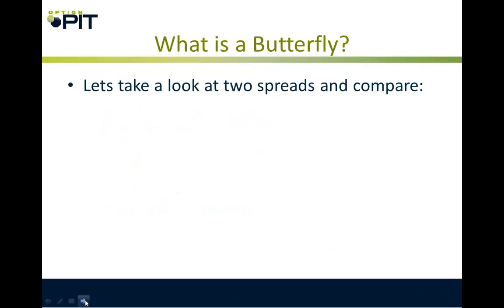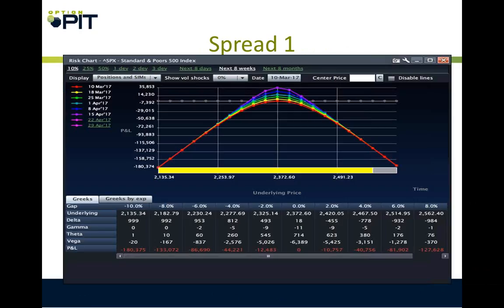Alright, what is a butterfly? Let's take a look at two spreads and compare. This is spread number 1. What do you notice about it? Well, as time passes, you can see the different dates here. As time passes, the spread makes money. If it stays within a range, the spread makes money. And if the underlying moves a lot, the spread loses a lot of money. It's producing Greeks that are basically flat delta, short gamma, long theta, and short vega.